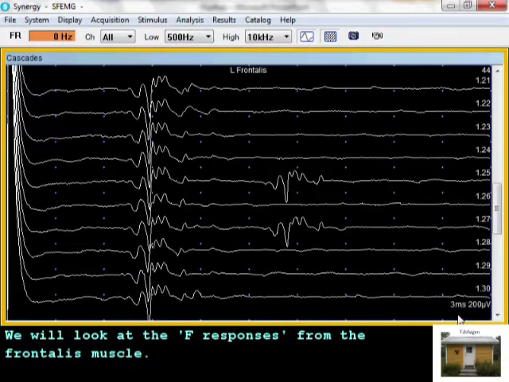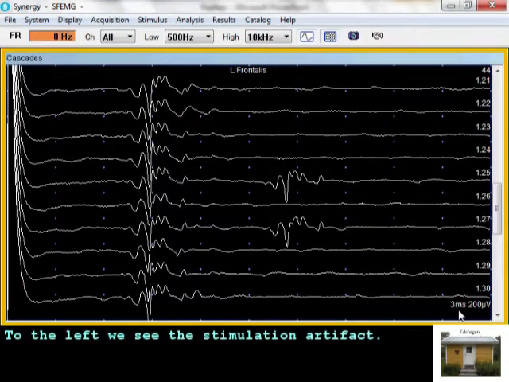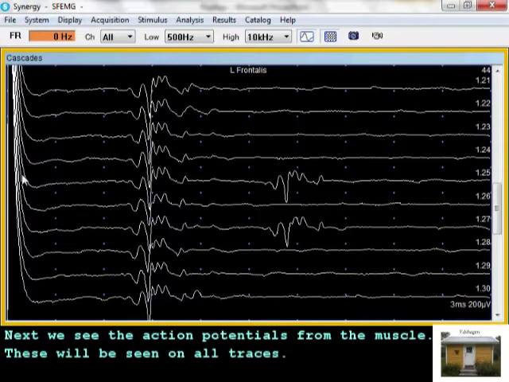We will look at the F responses from the frontalis muscle. The sweep speed is set to 3 milliseconds per division. To the left we see the stimulation artifact. Next we see the action potentials from the muscle.